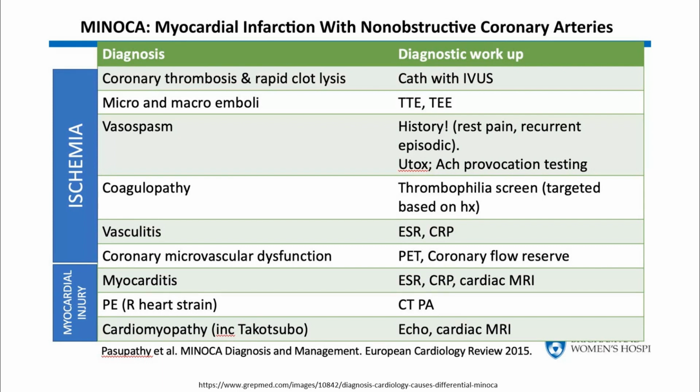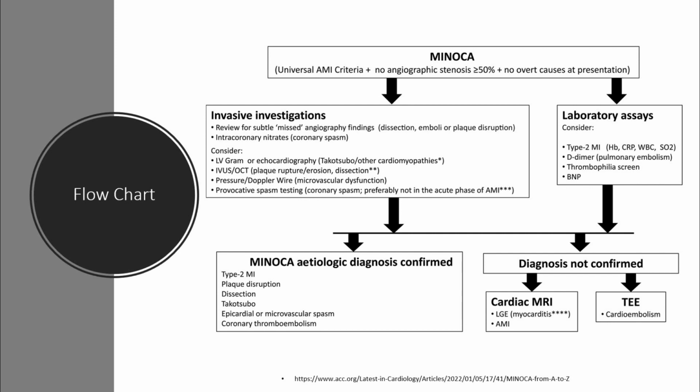Myocarditis can be ruled out with cardiac MRI, ESR-CRP. If the patient has PE, check CT PE. Cardiomyopathy such as Takotsubo's, one can check an echo or cardiac MRI. This is an overall flow chart of what we spoke about so far.